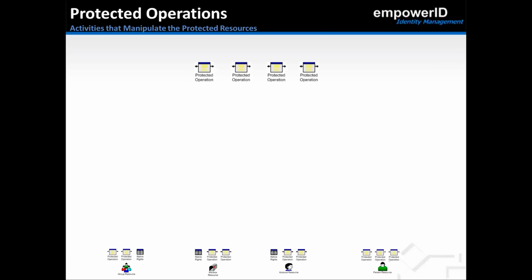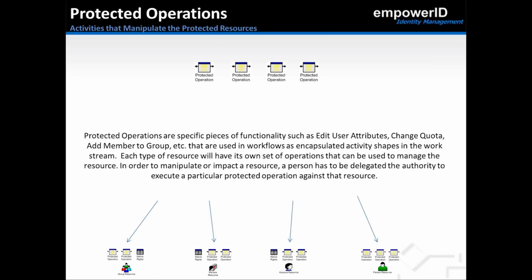Now, protected operations. Protected operations are those specific pieces of functionality that we've looked at before, such as edit user attributes, change quota, add member to group, etc., that are used in workflows as encapsulated activity shapes in the workstream. Each type of resource will have its own set of operations that can be used to manage the resource. So in order to manipulate or impact a resource, a person has to be delegated the authority to execute a particular protected operation against that resource.